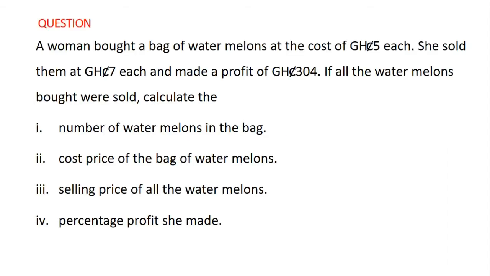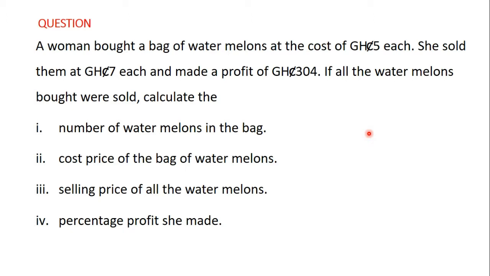The problem is, a woman bought a bag of watermelons at a cost of 5 Ghana cedis each. She sold them at 7 Ghana cedis each and made a profit of 304 Ghana cedis. If all the watermelons bought were sold, calculate I, the number of watermelons in the bag, II, the cost price of the bag of watermelons, III, the selling price of all the watermelons, IV, the profit percent she made.